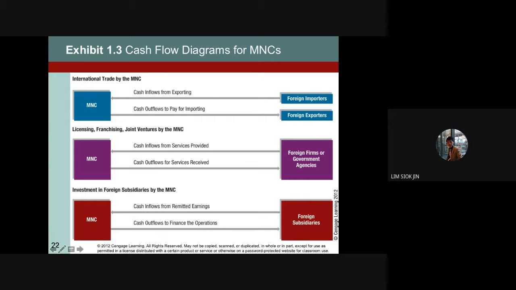All right. So the next is investment in foreign subsidiary. That means buying. So when Lotus buys Tesco, that is a cash outflow. And whatever Lotus sells in Malaysia, they earn, and it is a cash inflow back to the company in Thailand. So this is how the money flows.